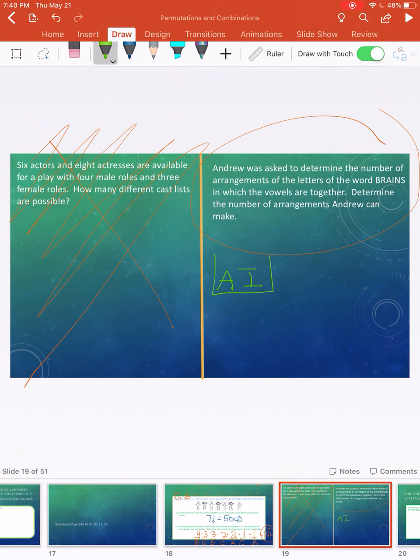So what ends up happening is we count them as one item. So we're arranging AI as one item, and then we're also arranging B, R, N, S. So when you count the number of items you're arranging, and remember you're counting the AI as one item, we would count 1, 2, 3, 4, 5. So we have 5 items that we're arranging. However, we're not done yet. So we also need to take into account all the ways you can arrange AI. So we're going to times this by 2 factorial, because we could have AI or IA.